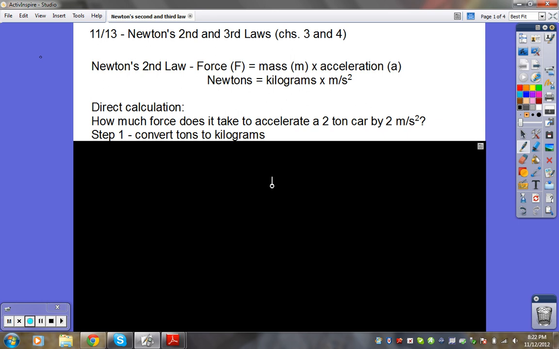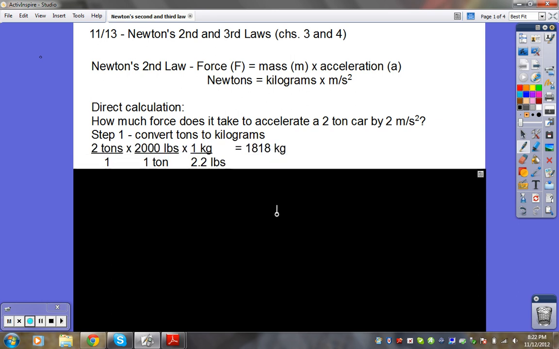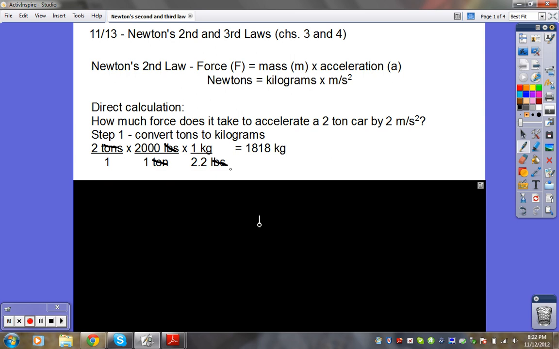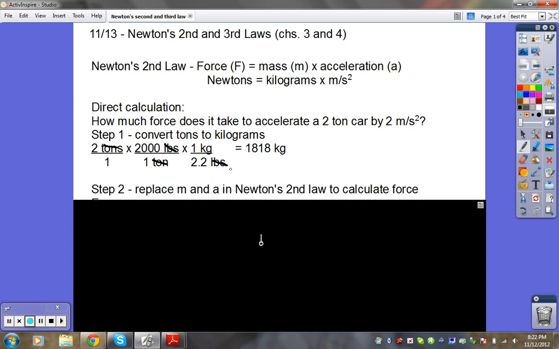So step one would be to convert tons to kilograms to make sure you have the correct conversion. So we start with 2 tons. So 1 ton is 2,000 pounds. So we set it up in this way, and then your tons cancel. And then 1 kilogram is 2.2 pounds. So here your pounds cancel, and you end up with 1,818 kilograms.